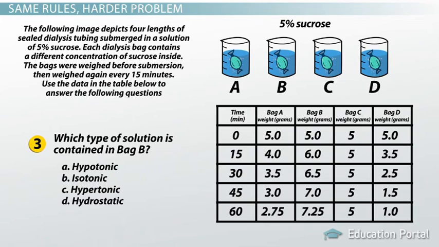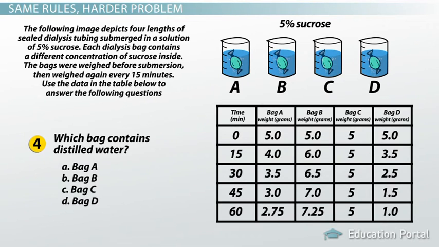Our third question in this problem asks which type of solution is contained in bag B, and we've already answered it, hypertonic. The fourth question wants to know which bag contains distilled water. Well, we know that distilled water doesn't contain any solutes, so whichever bag contains the distilled water is going to be hypotonic. But I see 2 hypotonic bags in this table. Which is the one with distilled water?